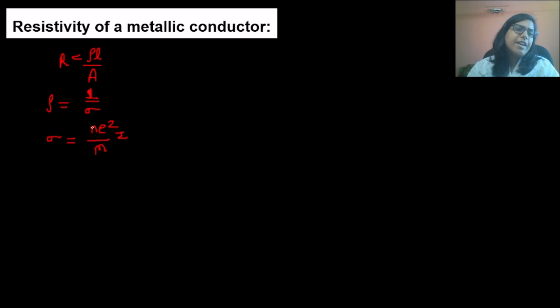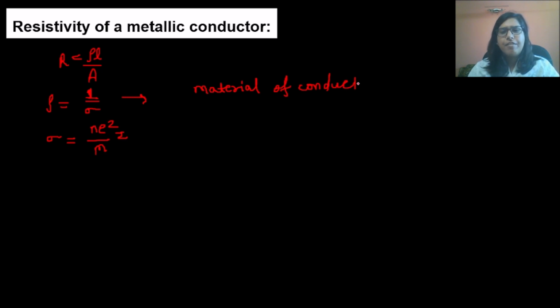So from here we can say sigma does not depend upon length and area. It will depend, first of all, on the material of the conductor. Like for copper it will be different, for iron it will be different. And second, the temperature of the conductor.